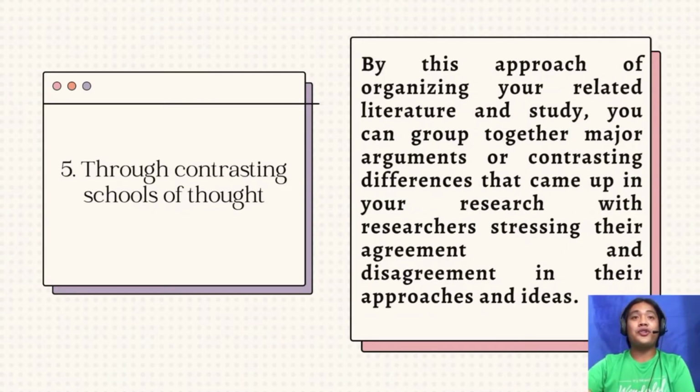The next one is through contrasting schools of thought. By this approach of organizing your related literature and studies, you can group together major arguments or contrasting differences that came up in your research, with researchers stressing their agreement and disagreement in their approaches and ideas. Meaning you can include in your review of related literature a comparison of different thoughts. You can include some researches that agree with the topic you have chosen, and then you also cite the disagreement. This can create a very good impact on your research.